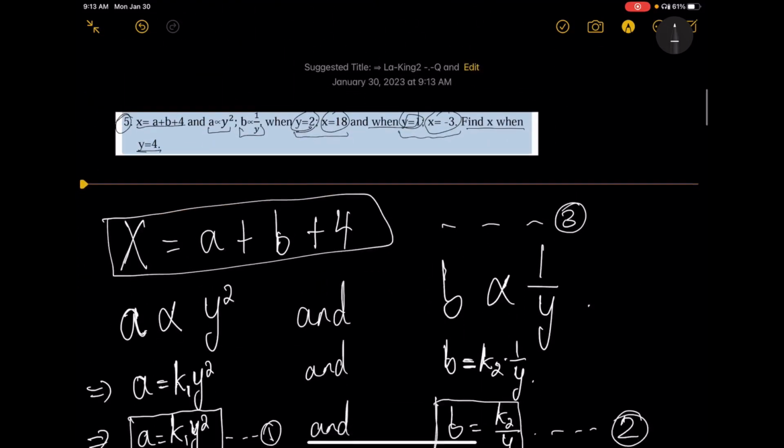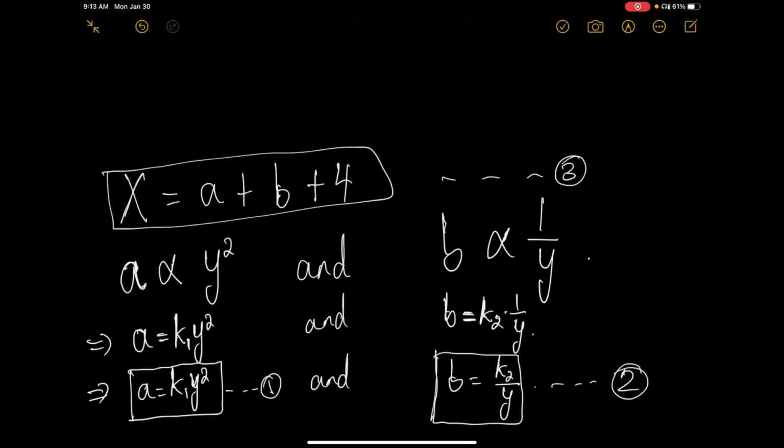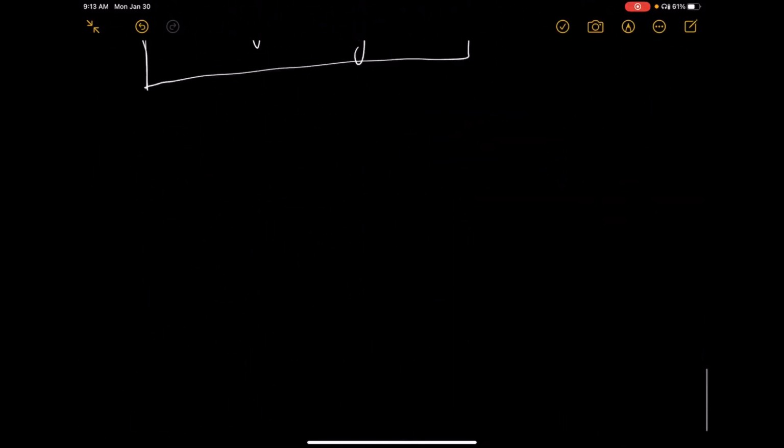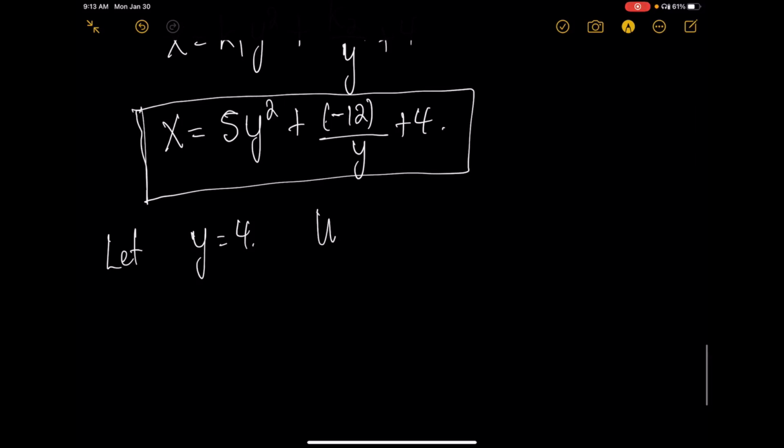Now what was the question? Find x. We were asked to find x when y is equal to 4. Great, no problem. Let y be equal to 4. So what is x? Well, it is simple. x is equal to 5, and we just need to plug in 4.